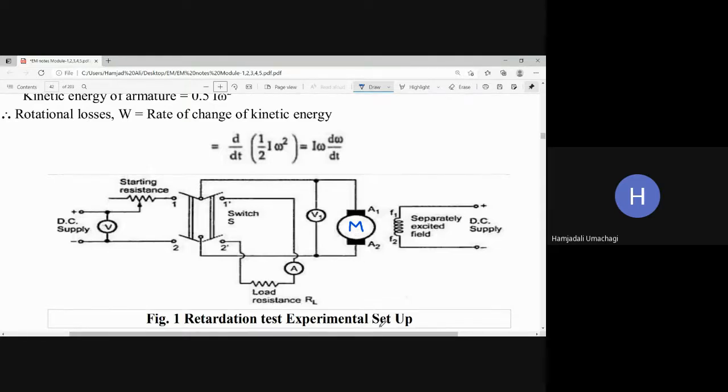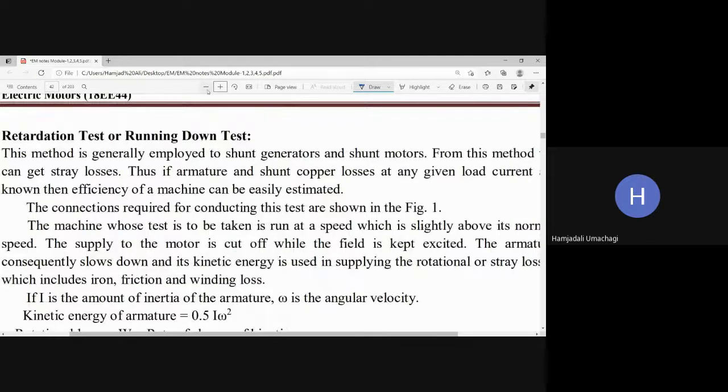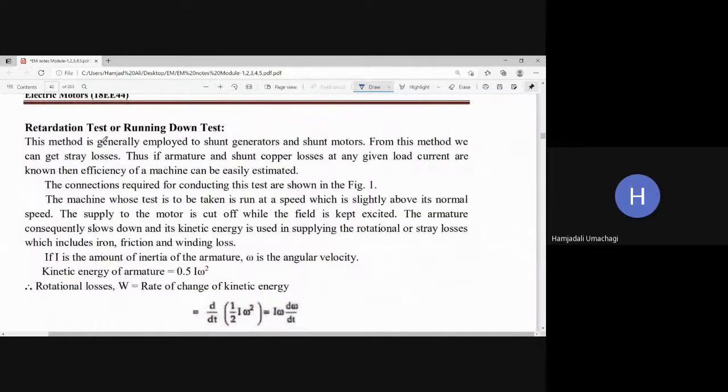Retardation test is an experimental setup. So this is also one of the experiments in your machines laboratory. Fine. Now let us see the description for this. This method is generally employed for shunt generators and shunt motors. From this method, we can get stray losses.